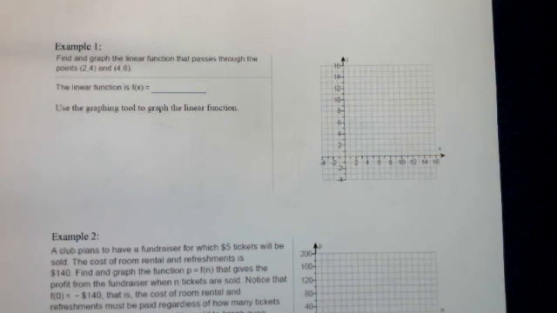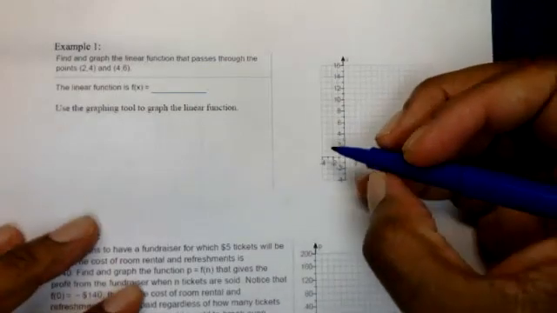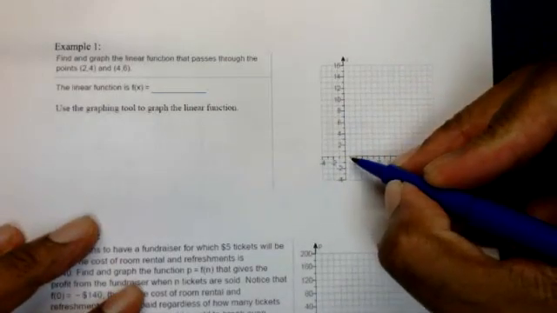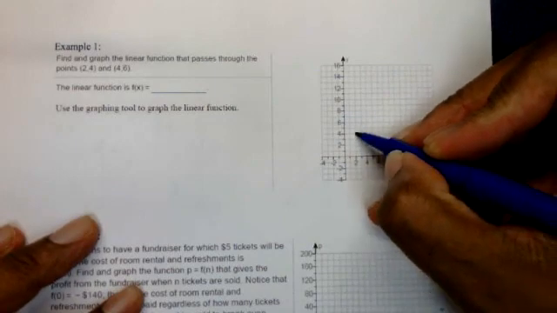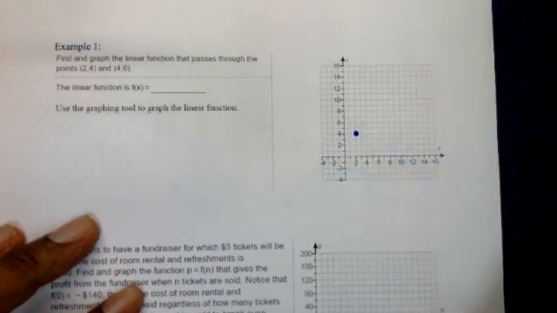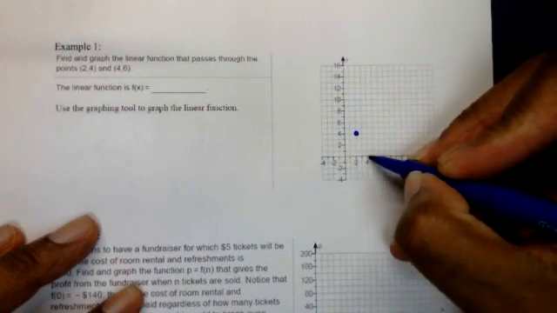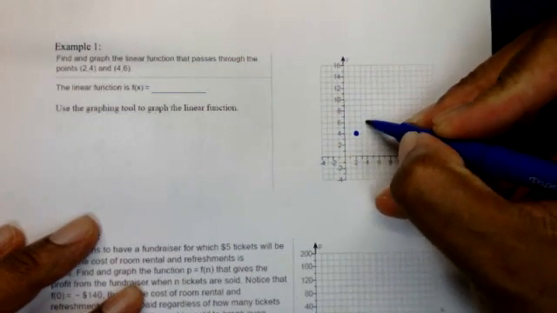Well, in this case, what we're going to do here is first plot those 2 ordered pairs on the coordinate plane, which are 2, 4, and 6, 8. So let's start with the point 2, 4. That means we go to the right 2 and up 4. That would be that point. And then the other point, 4, 6. To the right 4 and up 6.